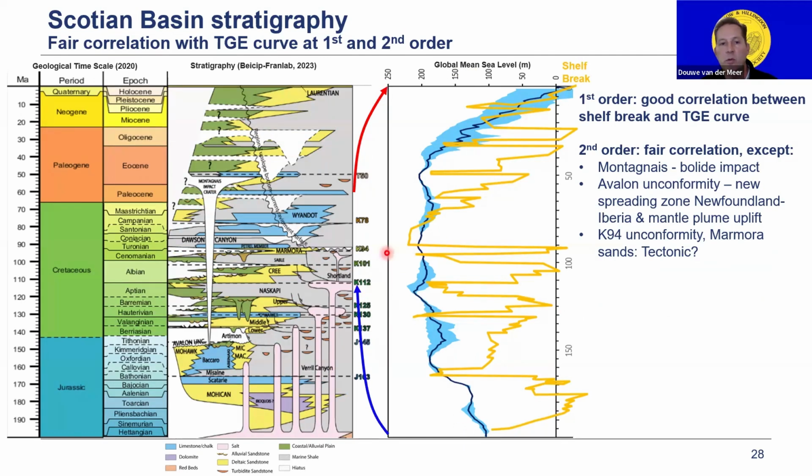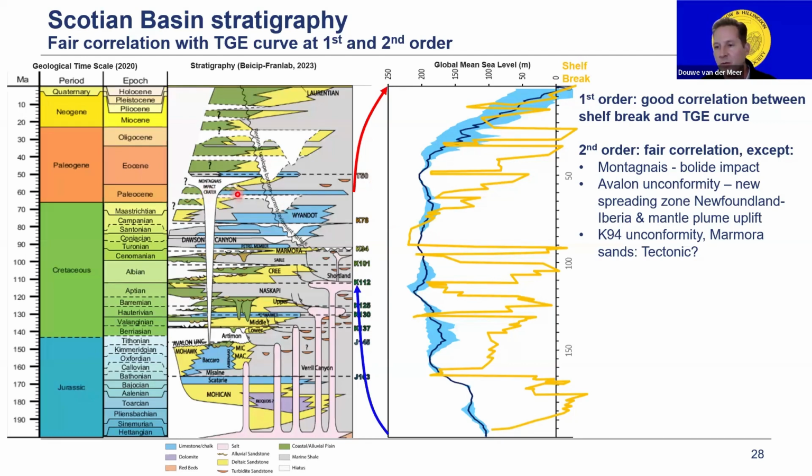The shelf break is moving further towards the shore, and then in the Cenozoic, at first order at least, sea level is falling, and the shelf break is moving further and further into the sea, towards the ocean. There are some minor tectonic events happening in the Scotian Basin stratigraphy, so it's not a perfect fit, nor would we expect it to be.